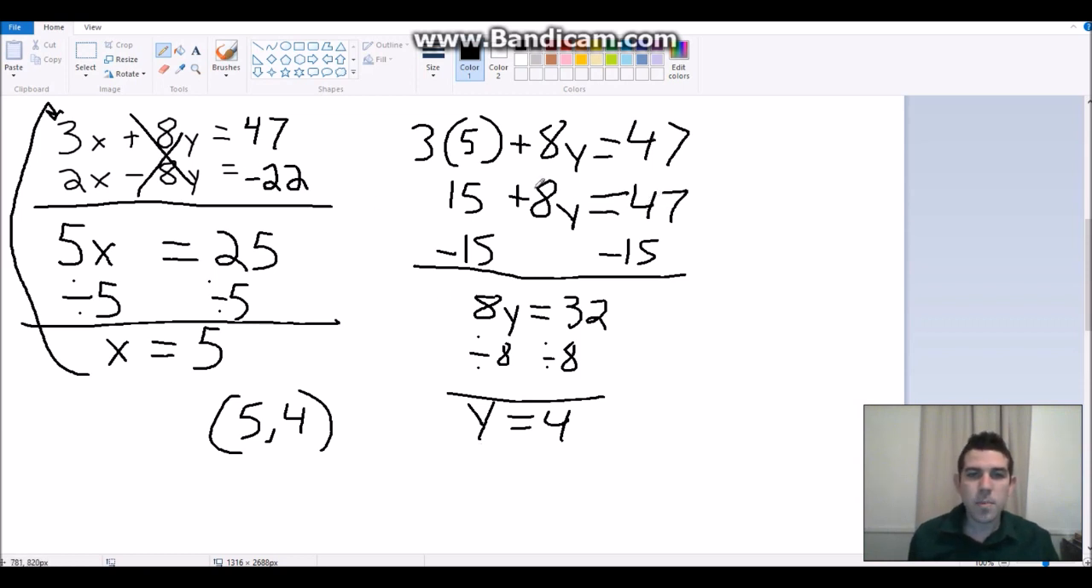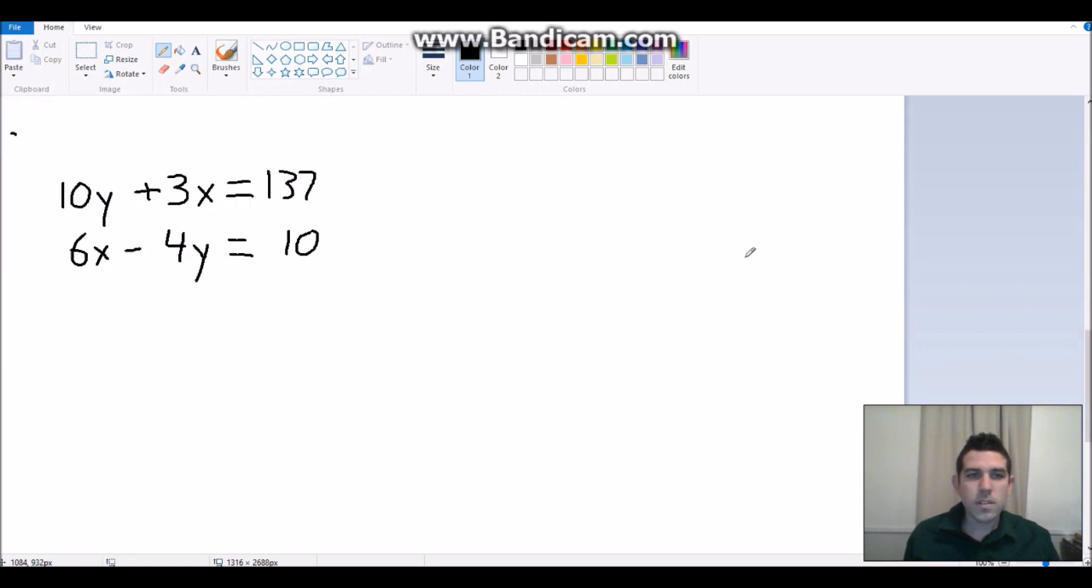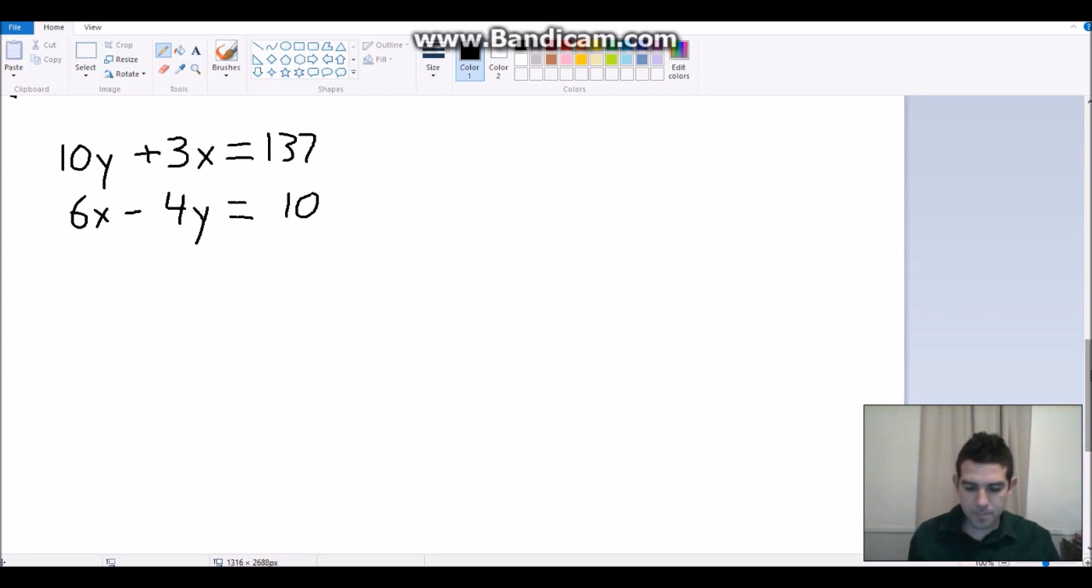Okay, not so bad. Let's see one more, and this one's going to require a little bit of work. This is the toughest thing about this unit. What if we don't see an easy elimination? They're both in standard form here, but I don't see anything that is the exact opposite.